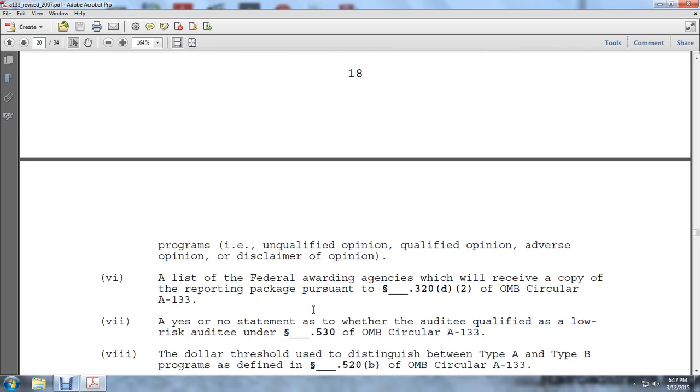6. A list of the federal awarding agencies which will receive a copy of the reporting package pursuant to Section 320(d) of OMB Circular A-133. 7. A yes or no statement as to whether the auditee qualified as a low-risk auditee under Section 530 of OMB Circular A-133. 8. The dollar threshold used to distinguish between Type A and Type B programs as defined in Section 520(b) of OMB Circular A-133.